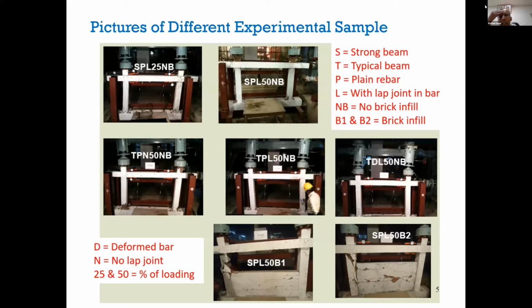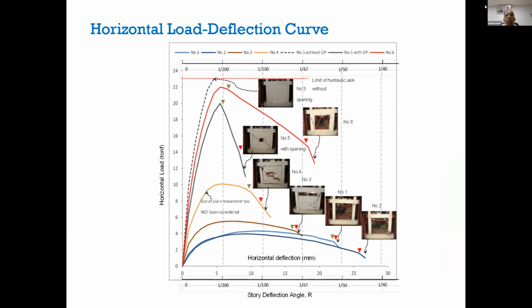And these are some photographs of the 13 specimens that were tested. Here are, I think, seven pictures that cover almost all the different characteristics of Bangladesh buildings: narrow columns, low strength, infill masonry, and inadequate anchorage of the column and beam rebar into the column. And these are some backbone curves from that experiment.